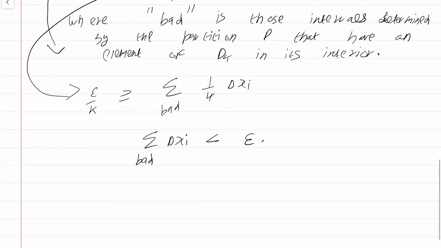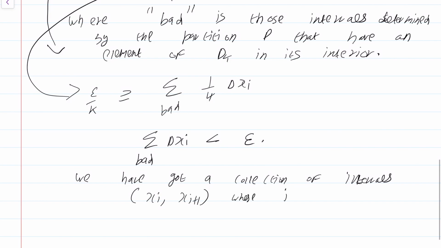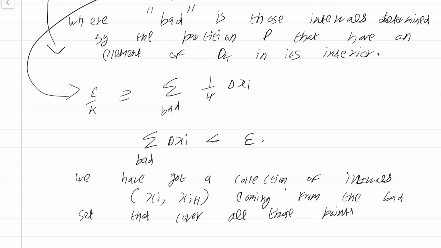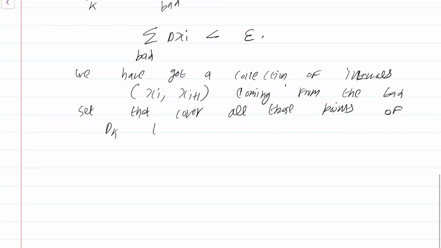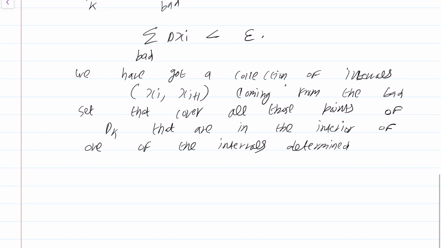Okay. So what we have got is a collection of intervals [xi, xi+1], where i comes from the bad set, that cover all those points of D_k that are in the interior of one of the intervals determined by P.